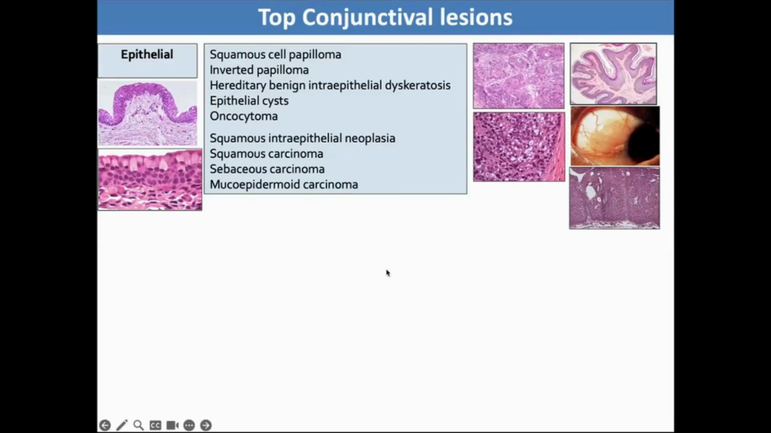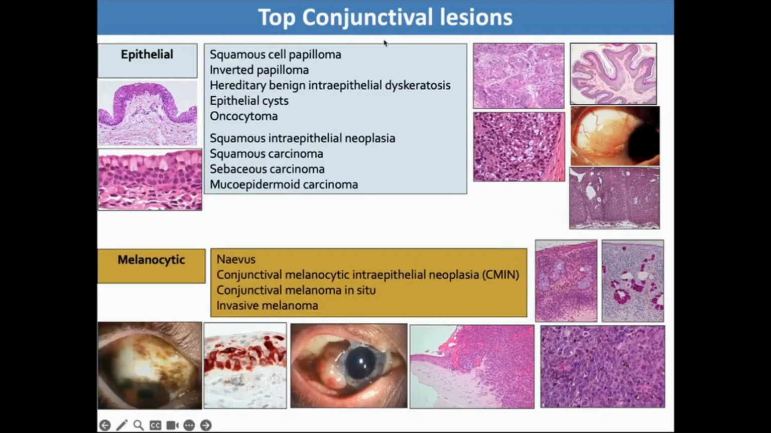And so we have a range of conjunctival lesions which can occur, which arise from the epithelium, others which arise from the melanocytes within the epithelium, and then we have lesions which arise from the stroma within the conjunctiva. So similar to the eyelid, we can have squamous cell papillomata, and there are a number of different lesions which I'm going to show you shortly, which arise from the epithelium, and then other lesions which arise from the melanocytes.